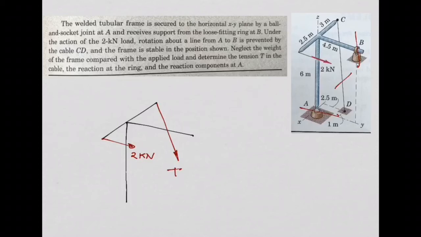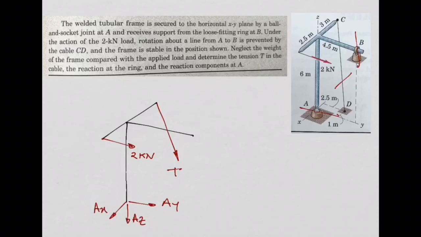But on the contrary, if I try to move point A horizontally or vertically or in the other direction, that hinge does not allow those translations to happen. So the reactions I will have are going to be one force in the y direction, one force in the x direction, and one force in the z direction. That's all the reactions I have at point A. I don't have any moments because the hinge allows the rotation about A.